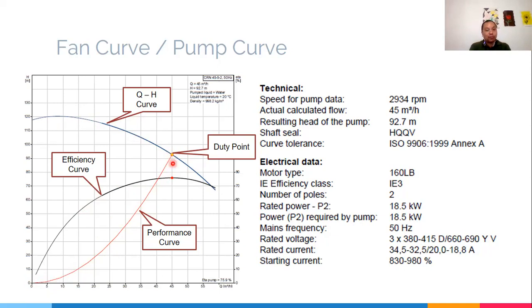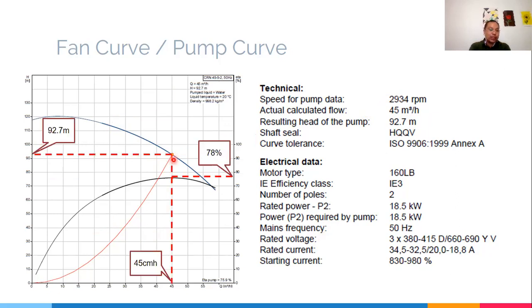So I'm expecting my pump to run at 45 cubic meter per hour at approximately more than 90 meter head. So when you look at the technical spec, 45, a little bit more than 90, 92.7 head. So that's what we got.